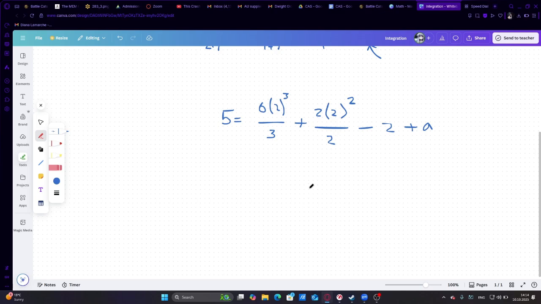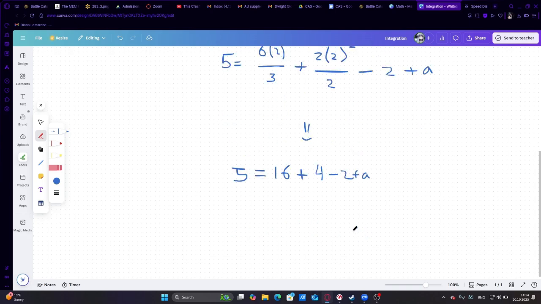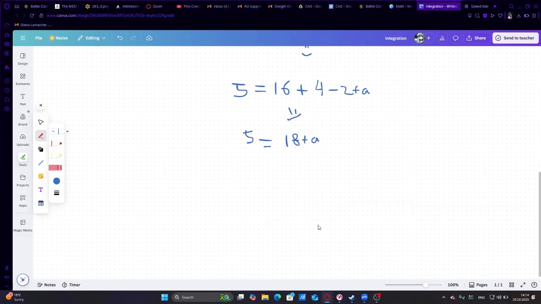Okay, now let's continue. So 5 is equal to 6 times 2 to the power of 3, which is going to be 6 times 8, which is going to be 48. 48 divided by 3 is going to be 16, plus 2 times 4 is 8. 8 divided by 2 is 4. And then minus 2 plus a. Okay, so then 5 is equal to 18 plus a. So a is going to be equal to negative 13.